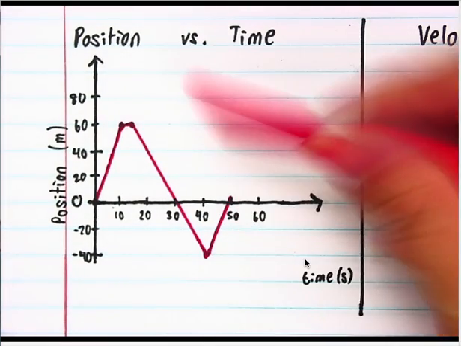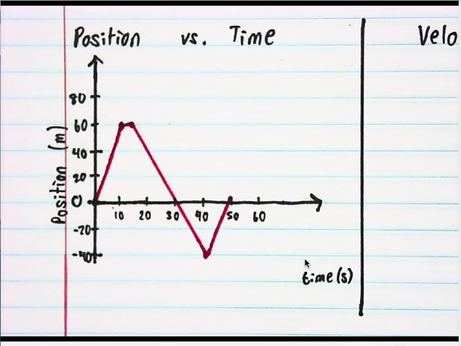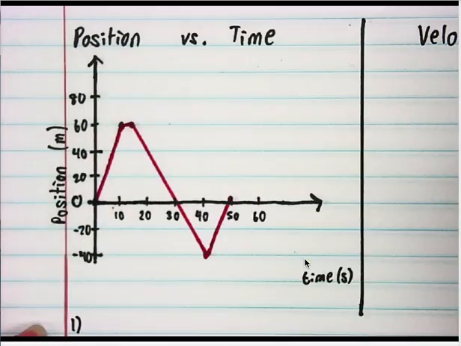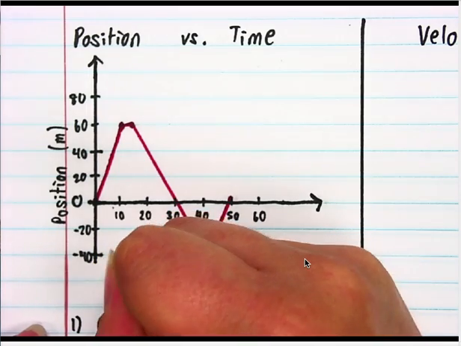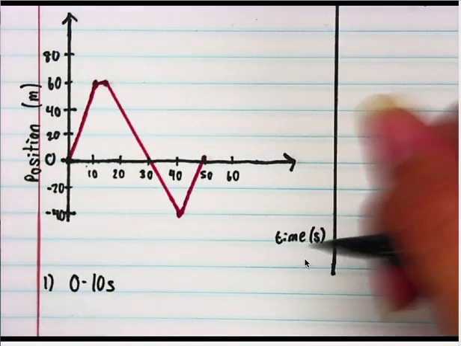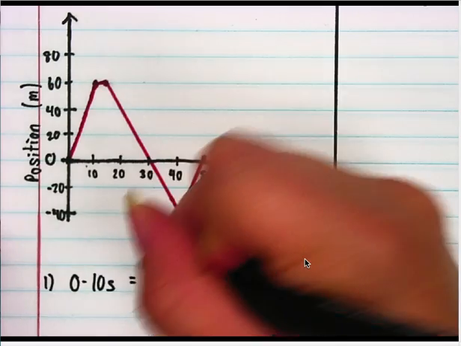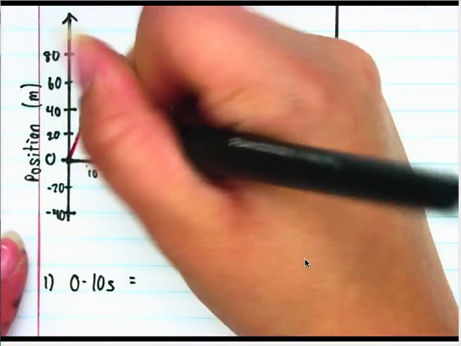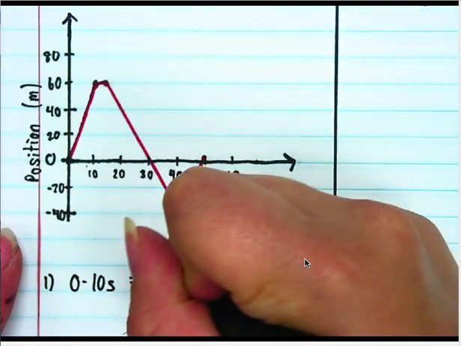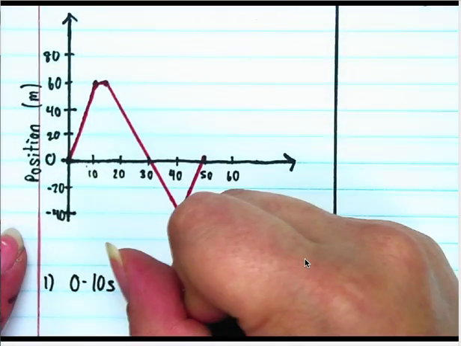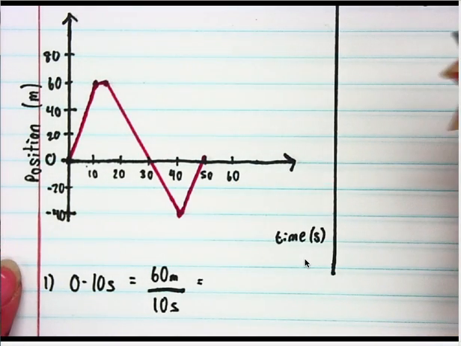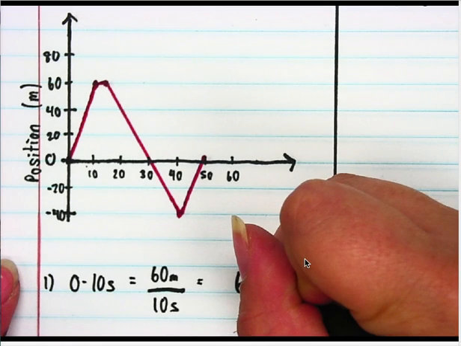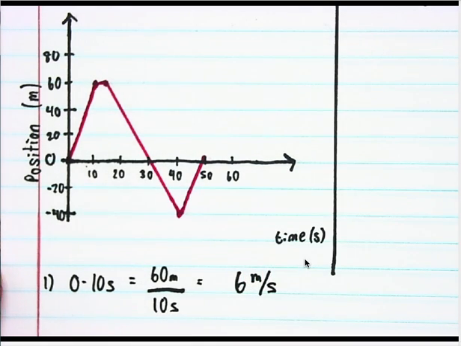Okay, so in order to change this into a velocity versus time graph, basically what we have to do is divide this graph into sections, into the most natural sections. So section 1 is going to be this first flat part here, from 0 to 10 seconds. We need to know its velocity during that time. So how far did it go? What's its rise? It's 60 meters over how long did it take? 10 seconds. Our time is in seconds. So during that time, its velocity is 6 meters per second.